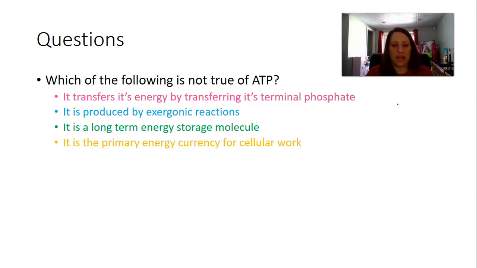Okay, so the one that is not true is green. ATP is a short-term energy storage molecule. Cells will not store energy long-term in this form. Long-term energy storage happens in molecules like fats, triglycerides, or in molecules like starch if it's a plant, or glycogen if we're talking about animals. Storage in carbohydrates or lipid molecules. ATP is a short-term energy storage molecule for short bursts of energy.